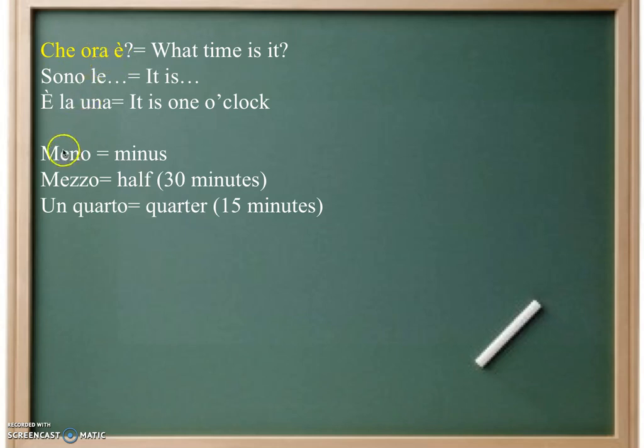Then we have a few other vocabulary words that we should know. The first one is meno. Meno is minus. Mezzo means half. Mezzo, half. Half of an hour is really 30 minutes. So instead of saying the word or the number 30 with telling time, we would say mezzo.